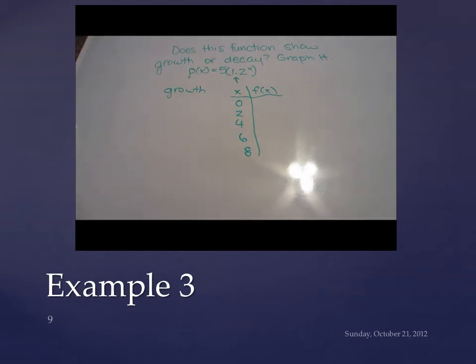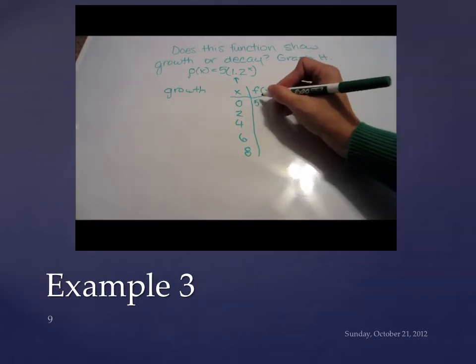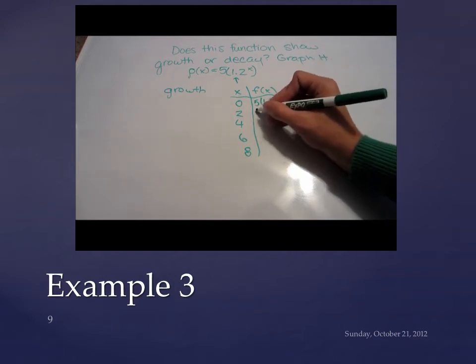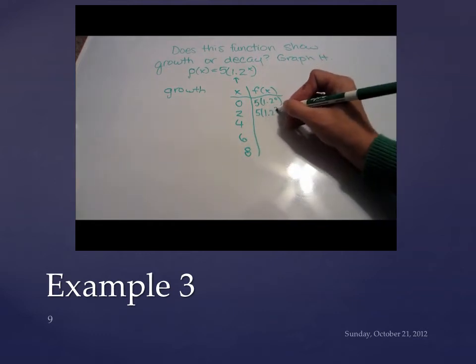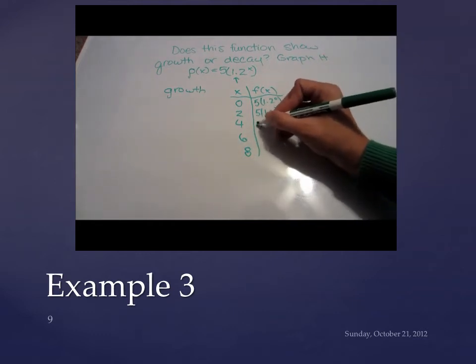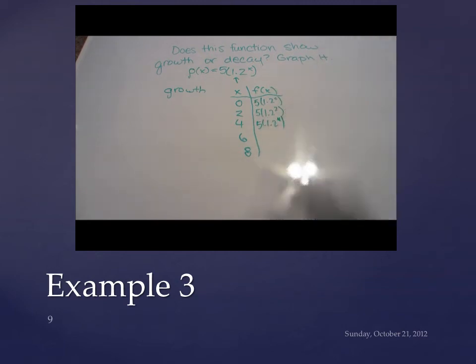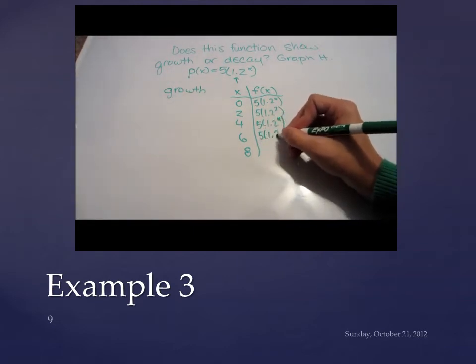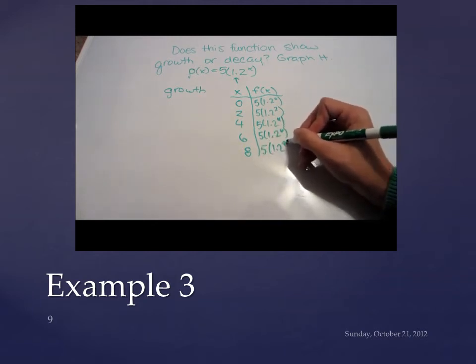And now we're going to go ahead and plug those x's in to find out. We get 5 times 1.2 to the 0, 5 times 1.2 squared, 5 times 1.2 to the 4th, 5 times 1.2 to the 6th, and 5 times 1.2 to the 8th.